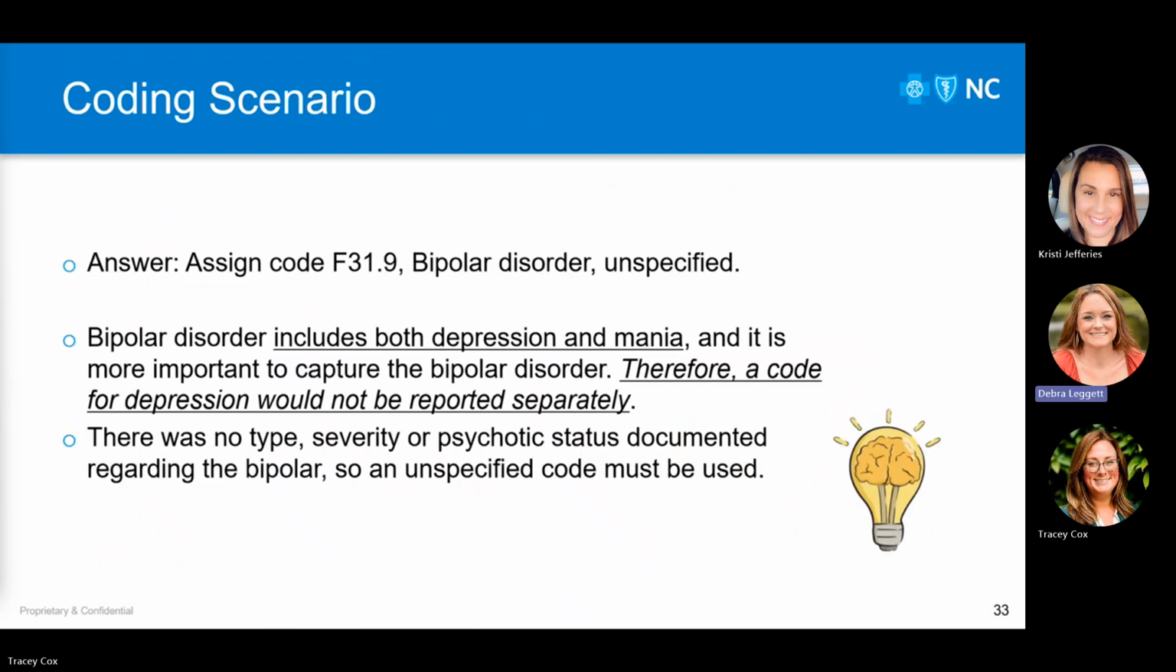You would assign F31.9, bipolar disorder unspecified. It's important to remember that bipolar disorder includes episodes for both depression and mania. In this case, there was no additional documentation provided regarding the type, severity, or psychosis status of the bipolar disorder. Since this specific information wasn't available, we used the unspecified code F31.9 for bipolar disorder. Now I will hand it over to my colleague Christy to discuss dementia.